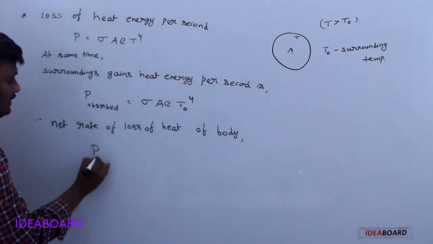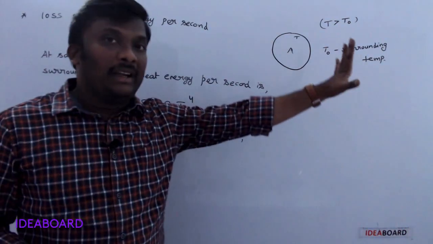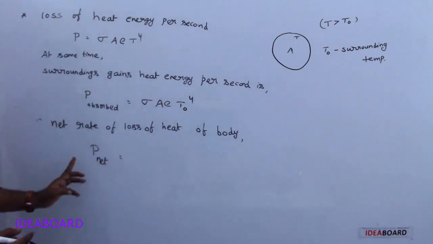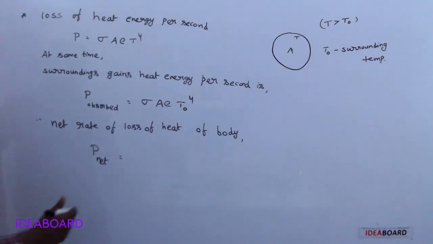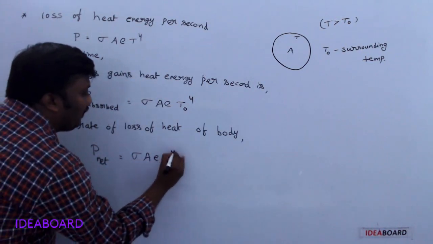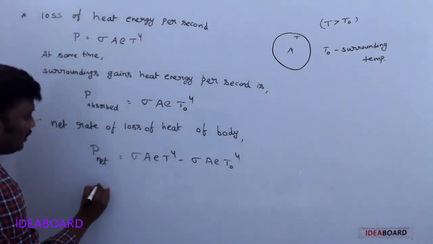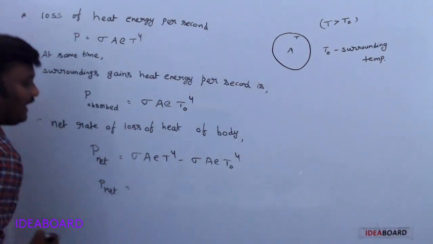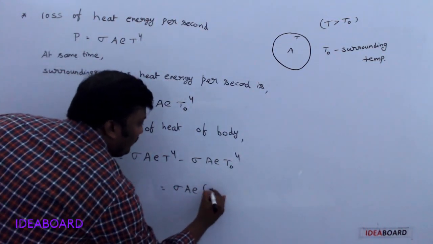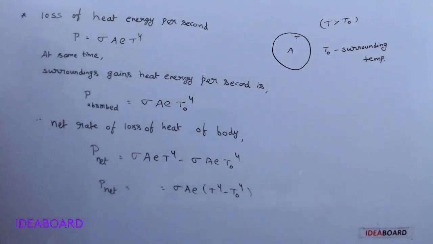Okay, this is called P net. P net is equal to the energy emitted minus the energy absorbed. The difference of these two is nothing but the net rate of loss of heat of the body. So what is the difference between these two? Sigma AE T power 4 minus sigma AE T naught power 4. So the P net value comes as sigma AE common from both of them, T power 4 minus T naught power 4. Do you understand?